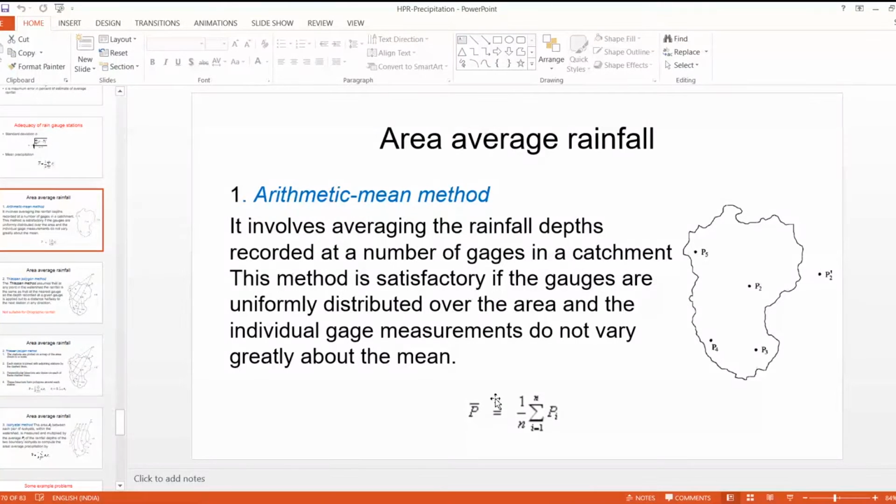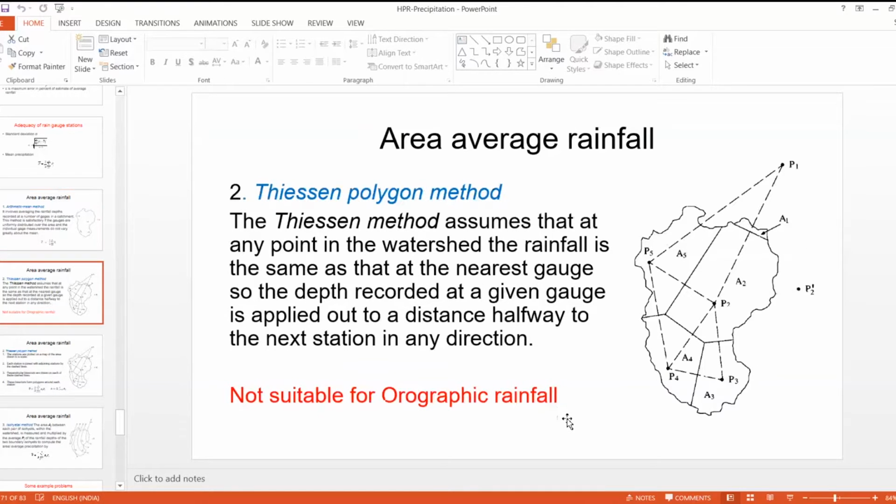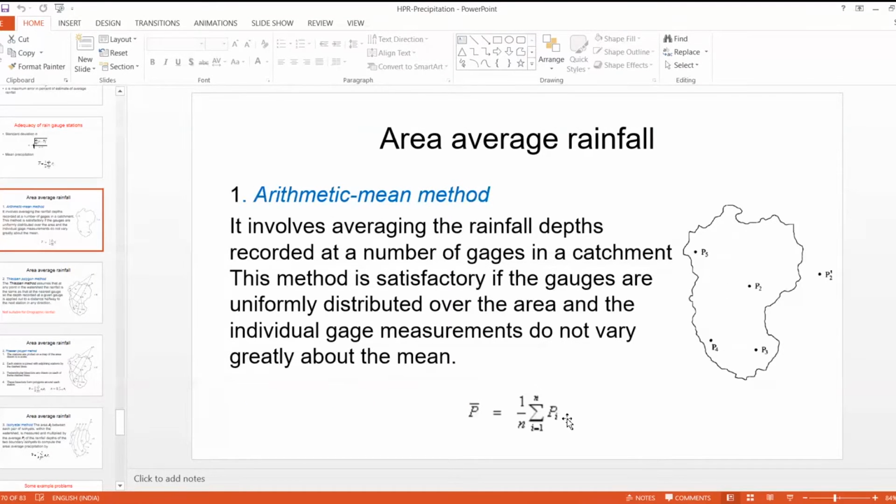The formula for the arithmetic mean method is given here. Suppose there are n rain gauge stations in a given catchment, then P bar of that catchment is equal to 1 by n times the summation of the rainfall at all the rain gauge stations in that catchment. The next important method is the Thiessen polygon method. This method is more accurate than the first method, that is, the arithmetic mean method.